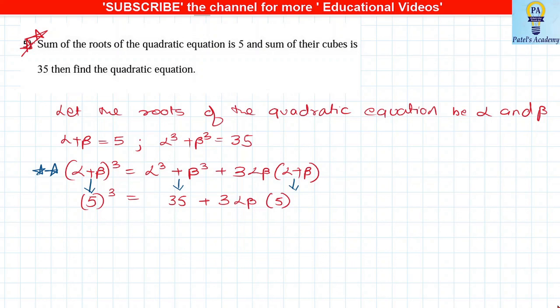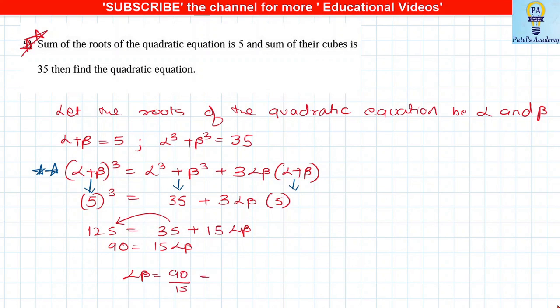Now simply solve and get the value of alpha beta. So 5 cube is 125 equals 35 plus 15 alpha beta. If I shift 35 here, we subtract, so I get 90 equals 15 alpha beta. So alpha beta equals 90 upon 15, that is 6. Now we have both the values.